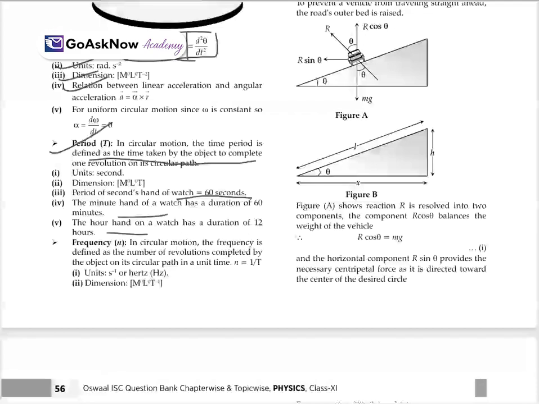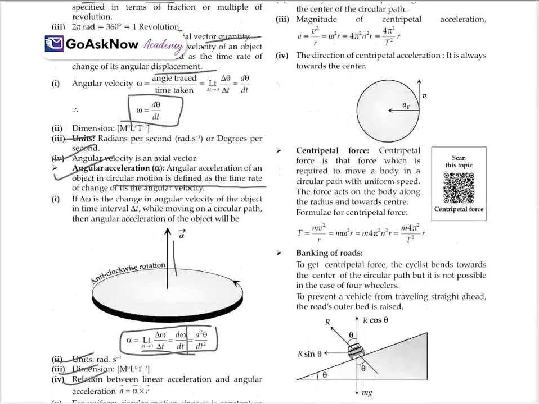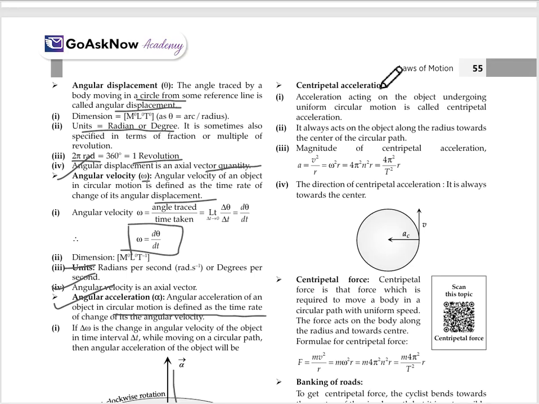Moving to the next, frequency. In circular motion, the frequency is defined as the number of revolutions completed by the object per unit time. So n is equal to 1 by T. Unit will be hertz. Dimension will be M0 L0 T inverse. That is 1 upon T. Now, another thing is centripetal acceleration. The acceleration acting on an object undergoing uniform circular motion is called centripetal acceleration. It always acts along the radius toward the center. The center is everything for the centripetal acceleration.